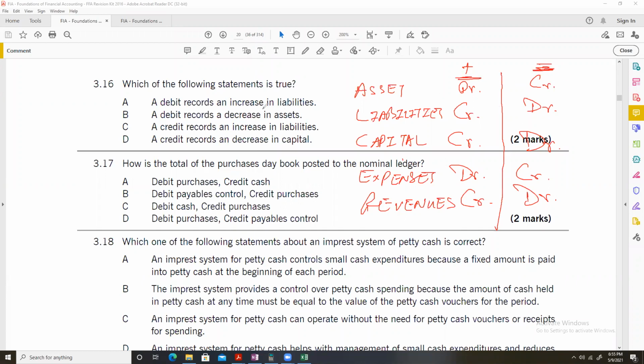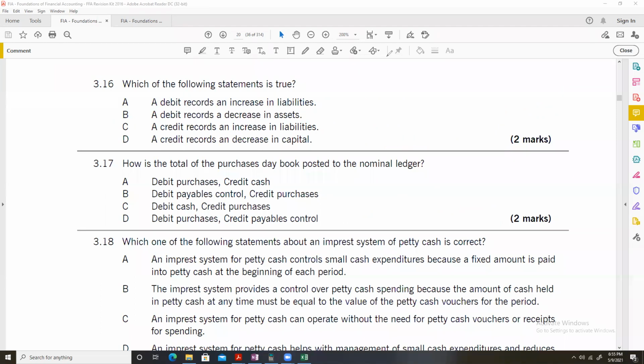Okay. Now, a debit records an increase in liabilities. When liabilities increase, liabilities are credited, so this option is incorrect. A debit records a decrease in assets. No, when assets decrease, assets are credited, so again this is wrong. A credit records an increase in liabilities. Yes, this one is correct, because when liabilities increase, liabilities are credited. A credit records a decrease in capital. No, when capital decreases, capital is debited, so again this is wrong. So C is the correct answer to this one.